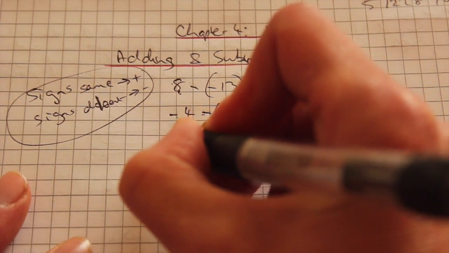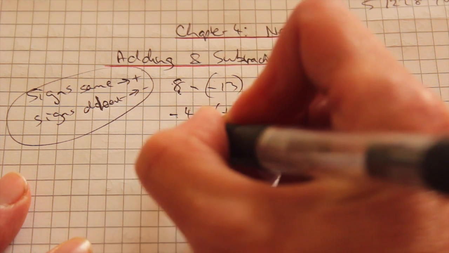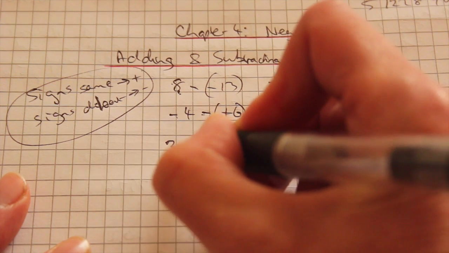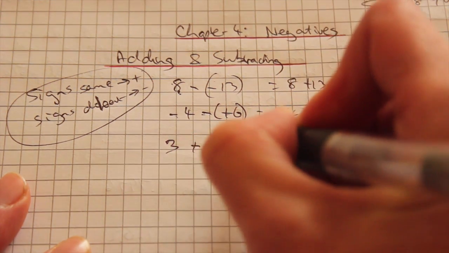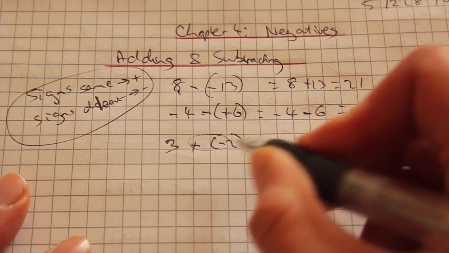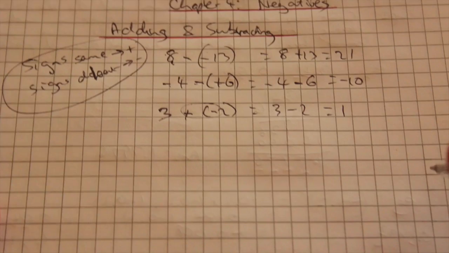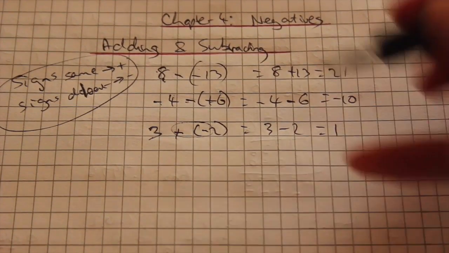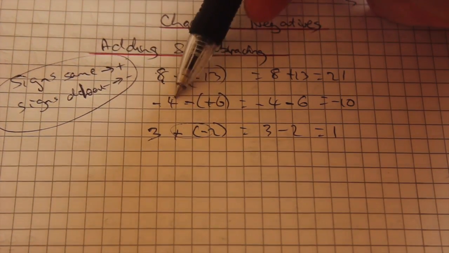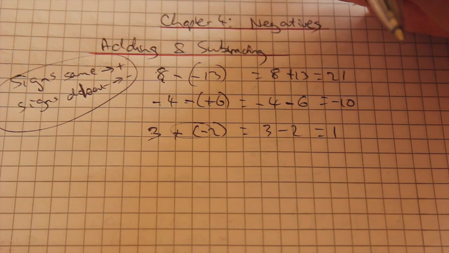And we'll just do one more for completeness' sake here. If you had 3 add minus 2. So you're starting at an ordinary 3 on the number line. That becomes a minus. 3 take away 2 is 1. So it's really simple. When you're adding or subtracting, the first number tells you where you're starting. And just make sure you don't have two signs side by side.